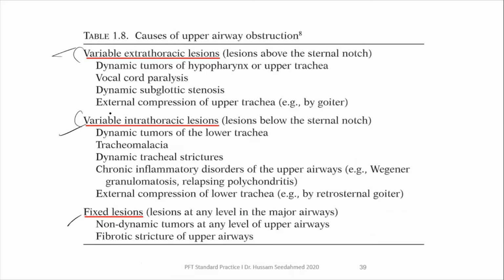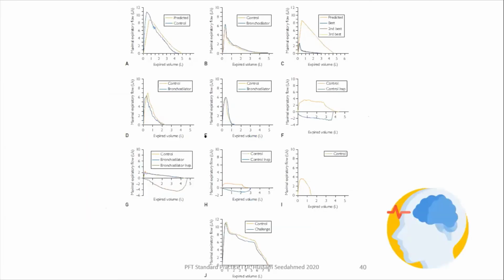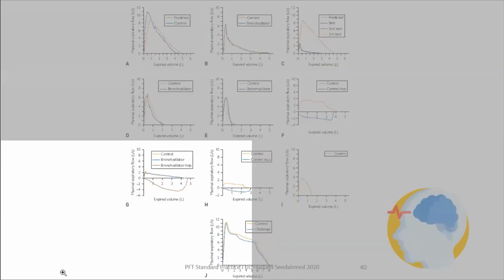And I will leave it so you can go through them one more time. So these are the causes of upper airway obstruction and the use of the flow volume loop to detect these obstructions. Now we have a quick exercise and I hope you are paying attention. So now let's quickly look at this and tell me what do you think.